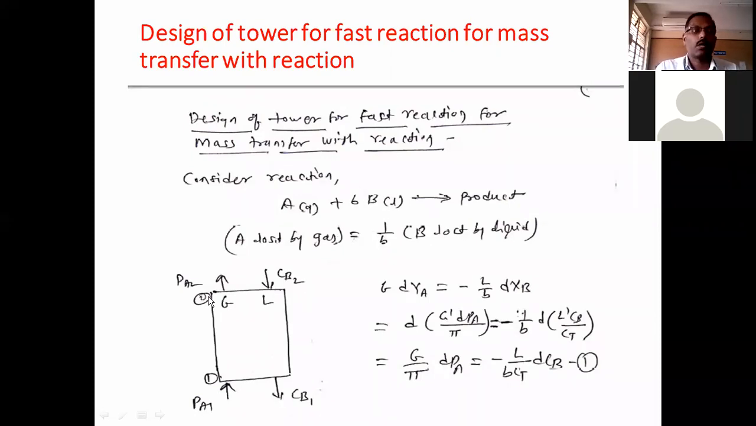So for the material balance for the tower we take the same procedure we applied. PA1 is the partial pressure of A at input in the gas, PA2 is the partial pressure of A at output in the gas. Now here a reactant liquid is there. CB1 is the concentration of B at point 1 at the bottom of the tower, at output, and CB2 is the concentration of B at input in the liquid. So A and B are both reactive, they react with each other and are consumed, and then the product is formed.